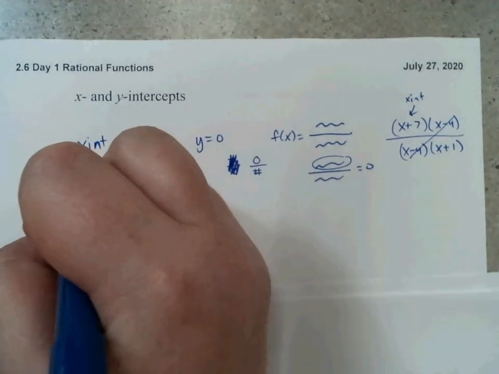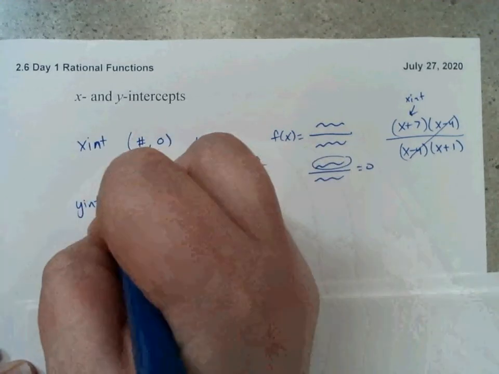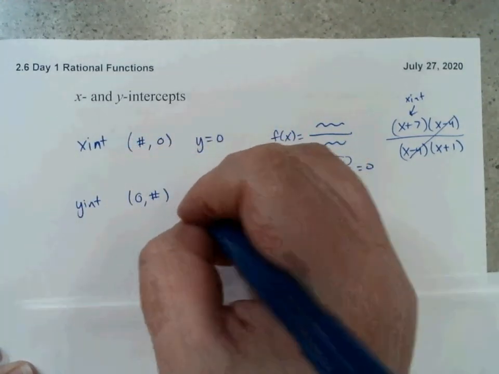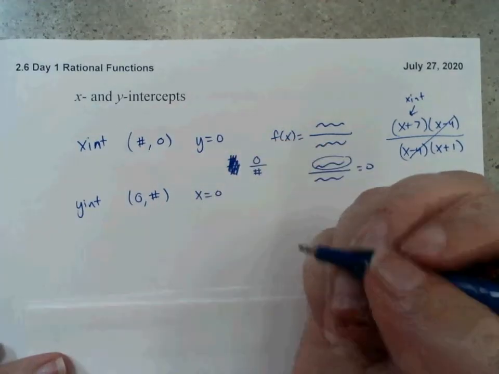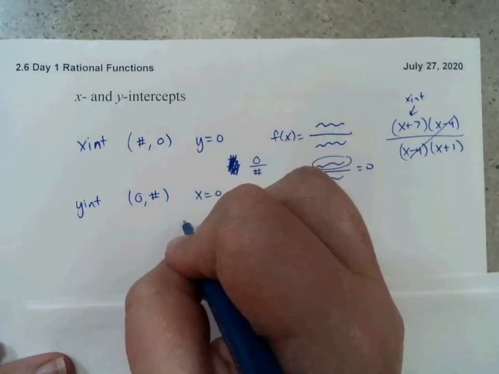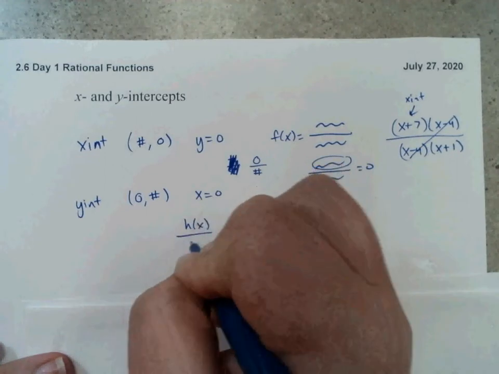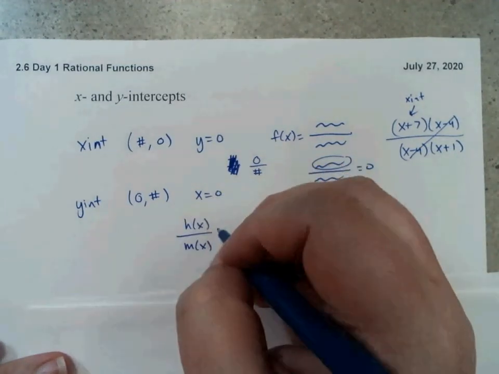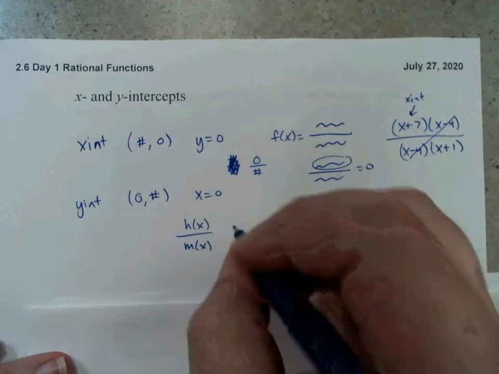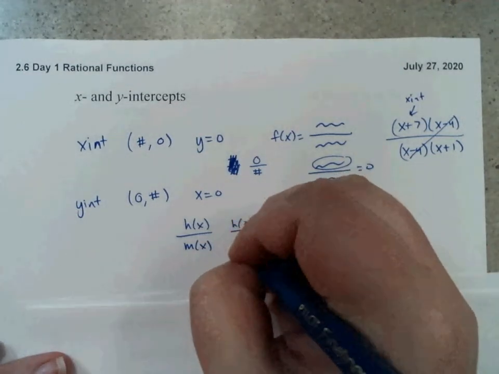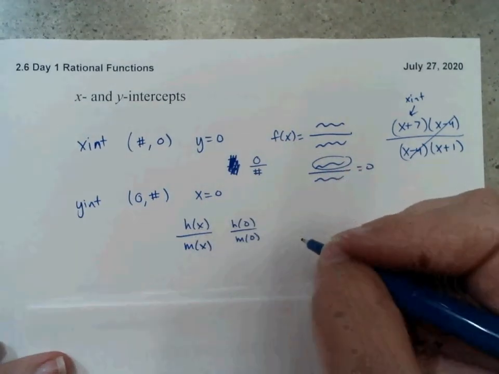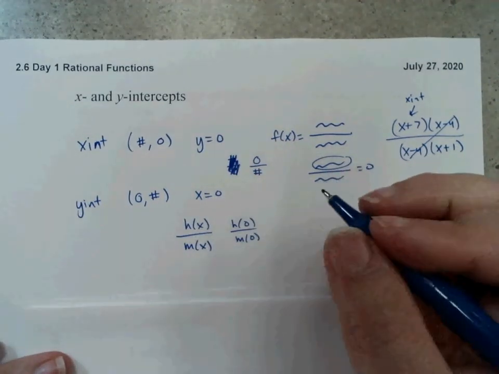Okay, so y-intercept is 0 comma some number, so this one actually is even easier. This is when x equals 0, so literally that just means, say I had a rational function h of x over m of x, right? If I want to know what the y-intercept is, I just plug in 0. So h of 0 divided by m of 0. If x equals 0, just plug in 0. Whatever I get is the y-intercept.